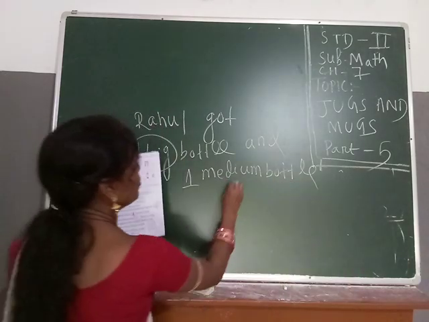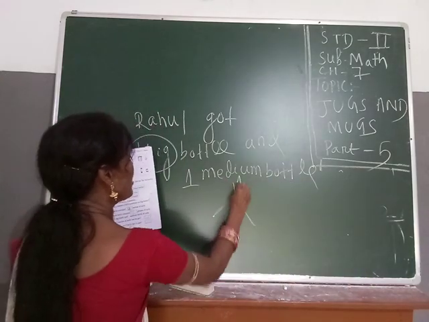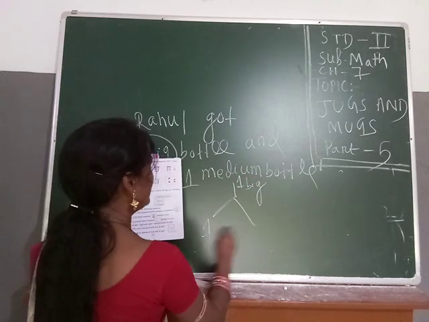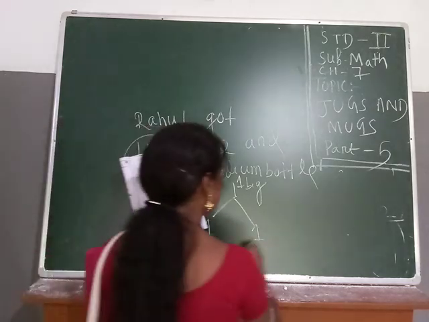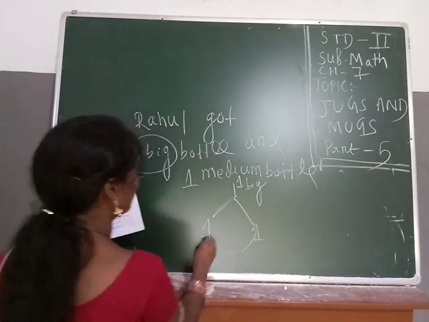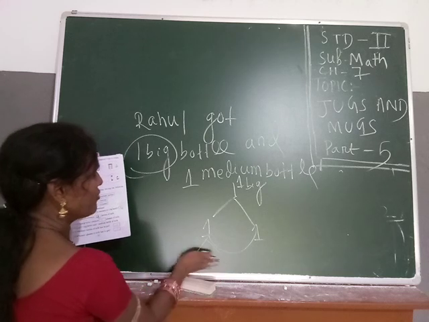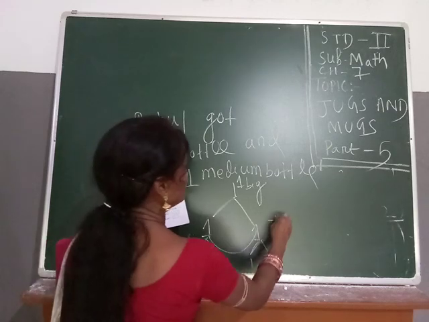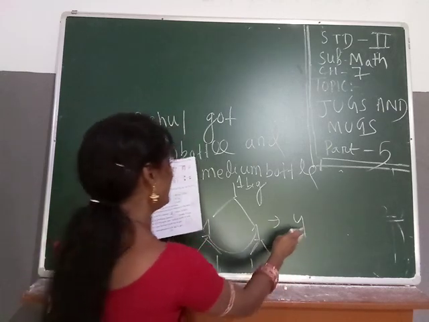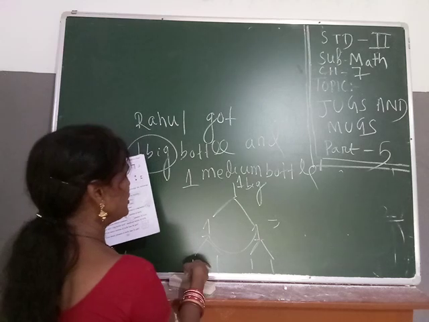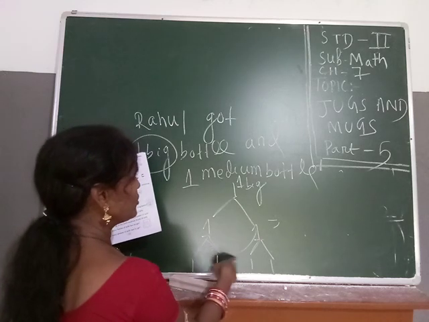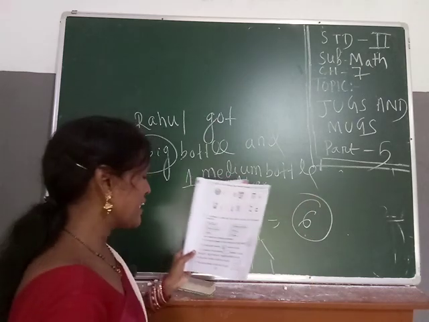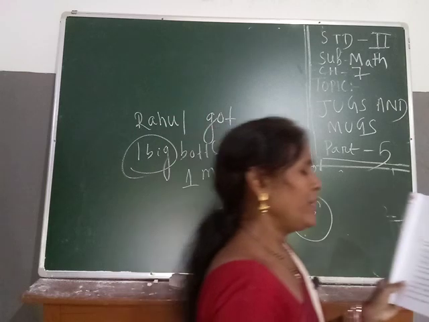So you see 1 big bottle contains 2 medium bottles, here is 1 and here is 1. Next, each medium bottle contains 2 bottles, here is 1 and this one also 1. Now count: 1 plus 1 is 2, 2 plus 1 plus 1 is 4, then 5, 6. So he got 6 bottles of milk.